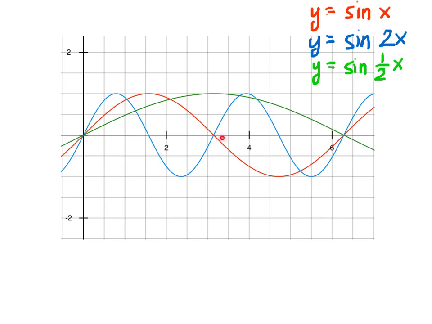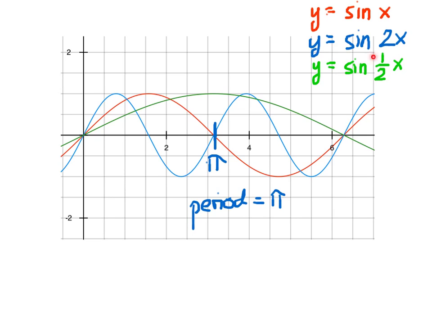In other words, my period for the red curve is 2 pi, but my period for the blue curve is now pi. I'm going to repeat my graph sooner. Right, this point right here is pi. So the period for the blue curve is now pi.